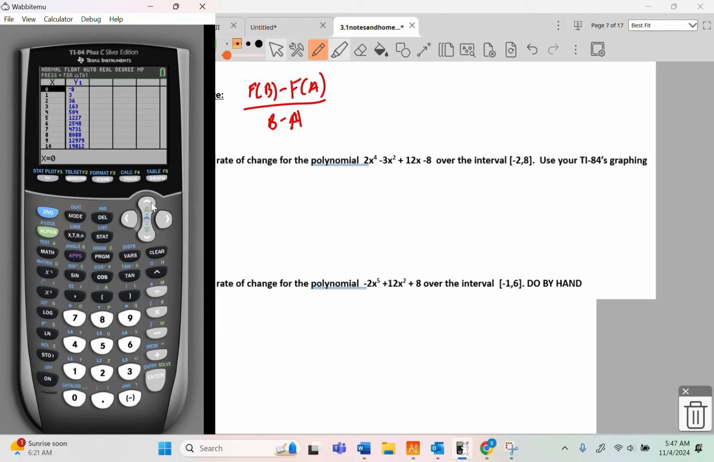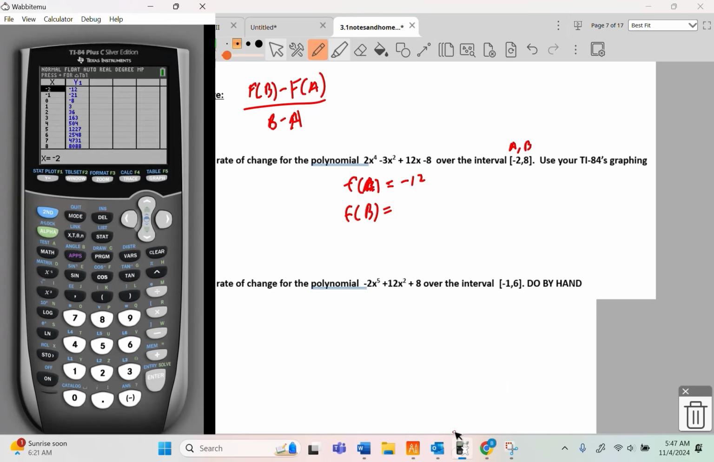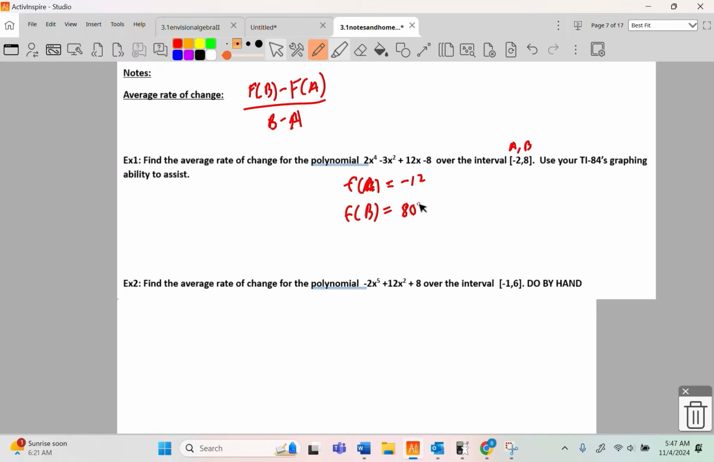So when x is negative 2, arrow up, I have a negative 12, don't I? Sorry, f of a is negative 12, a and b, until I hadn't woken up. When x is 8, what do I have? I have 8,088. Wow. All right, so plug into your formula.